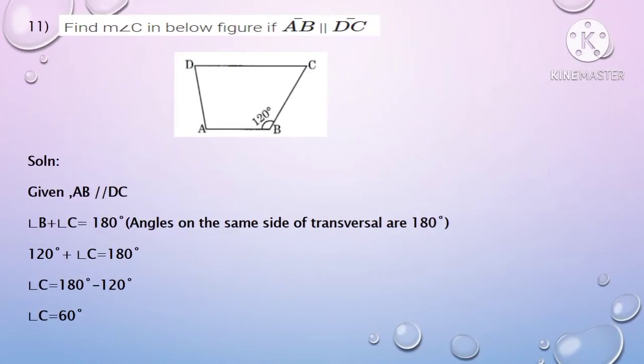The next problem, find measure of angle C. M, angle symbol, and C, the meaning is measure of angle C. Okay, children, find measure of angle C in the below figure if AB. Okay, AB, what is the meaning? AB with a hyphen above means it's a line segment. What is a line segment, children?